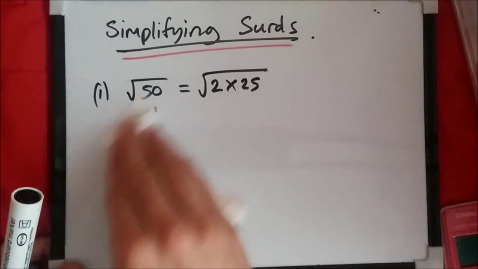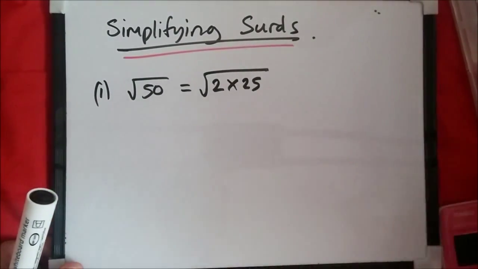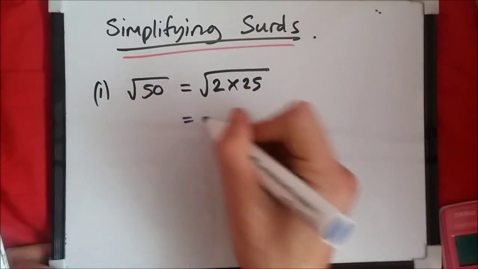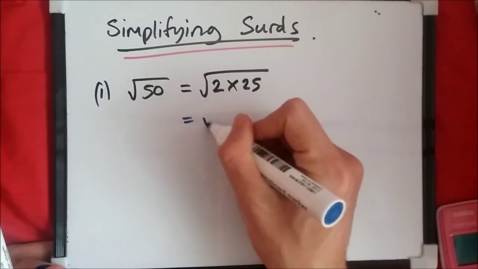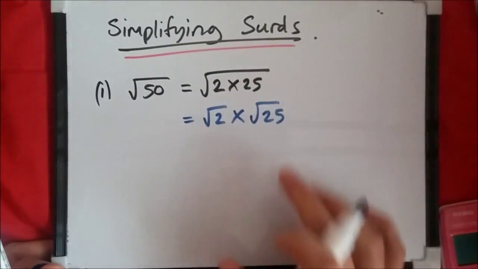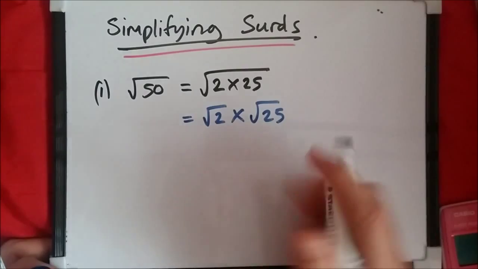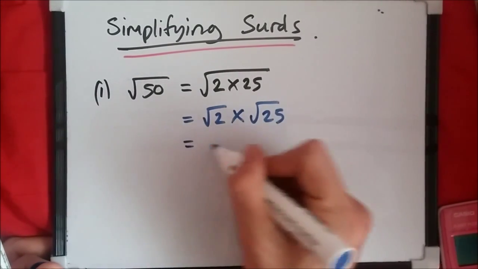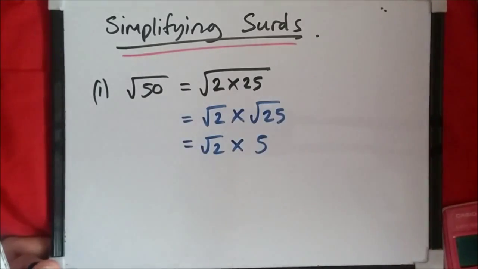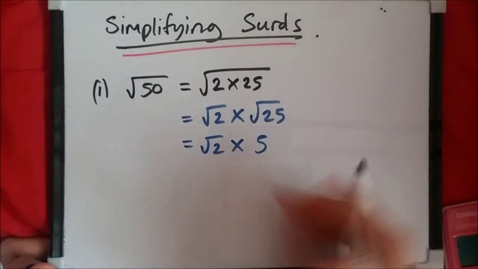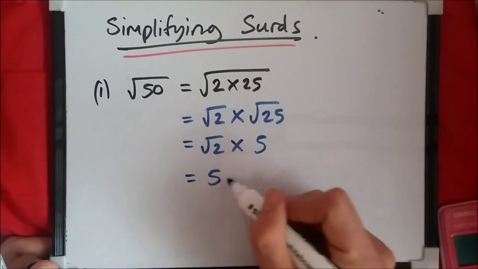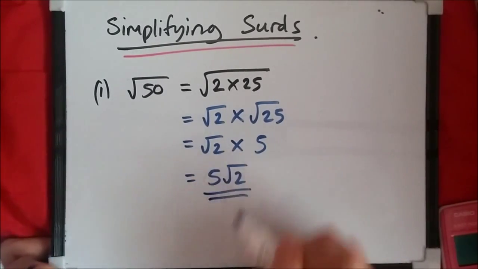Because we're multiplying inside, according to the law of multiplication, this can be written separately: square root 2 times square root 25. What can we say about the square root of 25? We know that this is 5. So we have root 2 times 5, and we can get rid of the multiplication sign and put the 5 in front. So it would just be 5 times root 2, and this would be it.